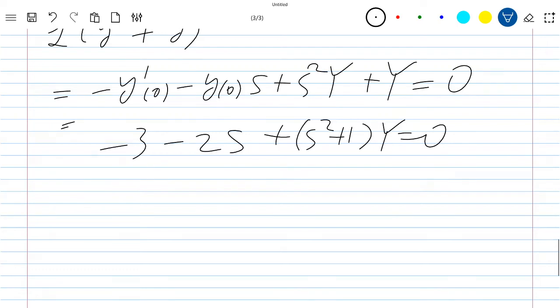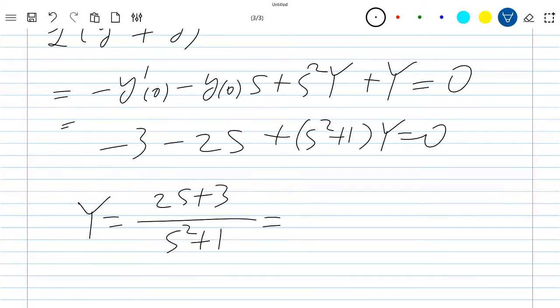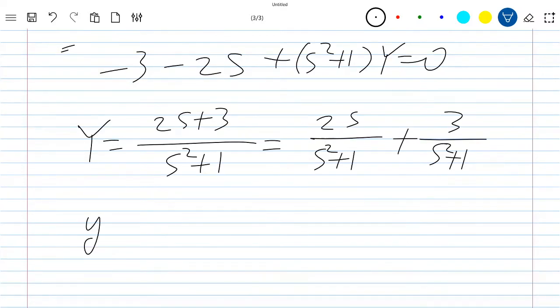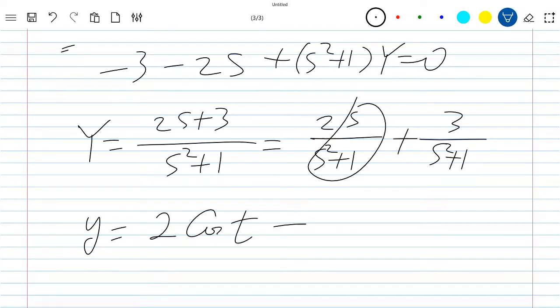Alright, so what is Y? You can move this one to the other side. So you have 2s plus 3 over s squared plus 1. And that's really neat, because just write on that. Then immediately you can recover y. What is this? It's a cosine. And that is sine. Alright, done. We got our solution.